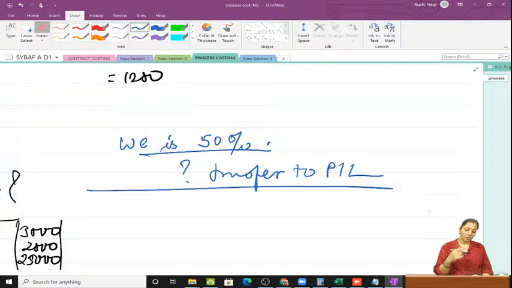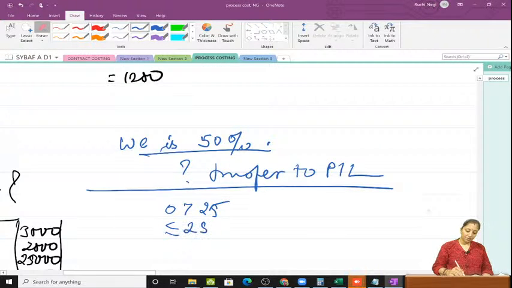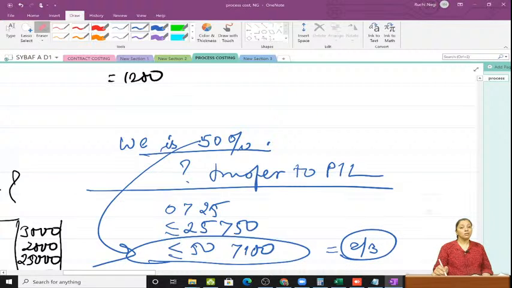So when such questions are asked, you have to go to the range. What is your first range? 0 to less than 25. What is the second range? Greater than equal to 25 but less than 50. What is the third range? Greater than equal to 50 but less than 100. So you are falling in this range, equal to 50. So how much will be transferred to P&L? 2/3 will be transferred to P&L. Okay?